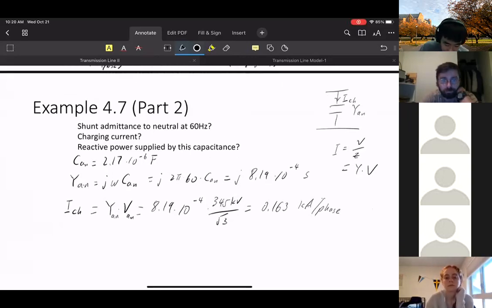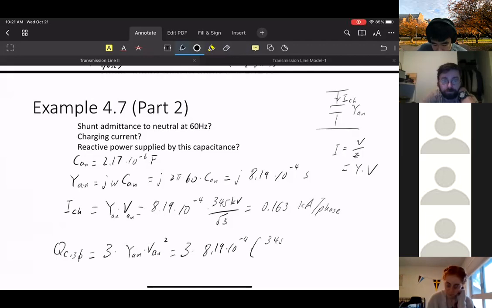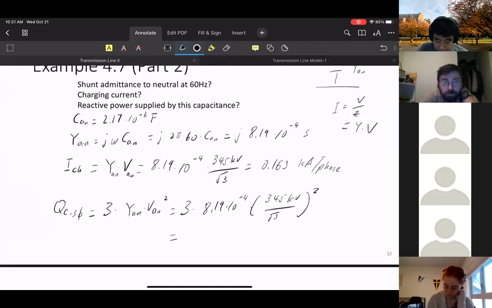Okay. Then the total power, the three phase power, is Y V squared. Let's do this carefully: three times V_AN times Y_AN squared. This is three times the single phase reactive power supply. This is 3 times 8.19 times 10 to the minus 4 times 345 kV over root 3, the whole thing squared. So the 3 and the root 3 squared cancel out. What we have left over is 8.19 times 10 to the minus 4 times 345 kV squared, which is 97.5 megavar of reactive power.